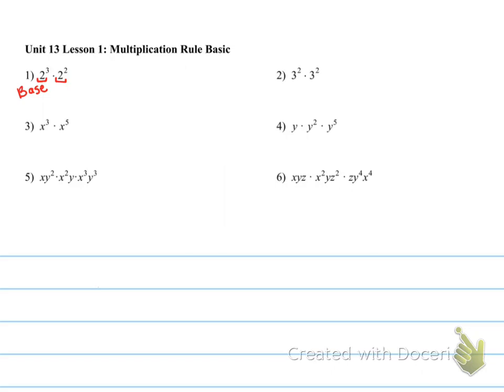Then we have another part of this problem, and that's the smaller number, which we know is called the exponent. So again, you want bases to be the same so you can work with the exponents. In the multiplication rule, if you're multiplying, that means you have to add your exponents.